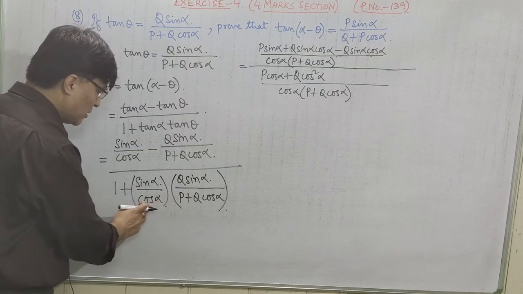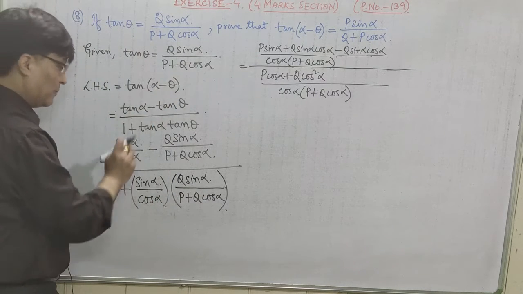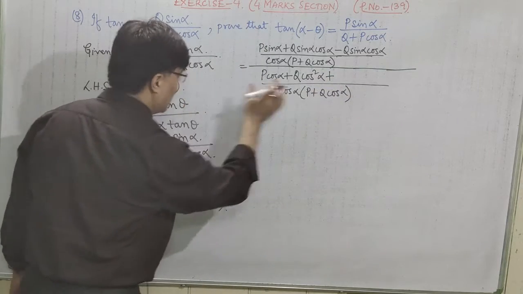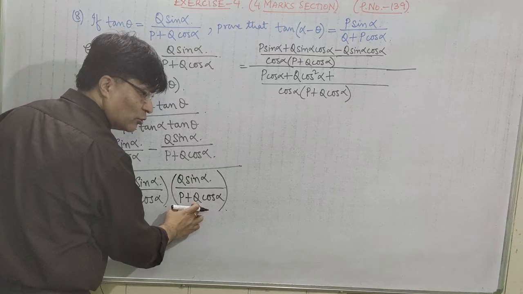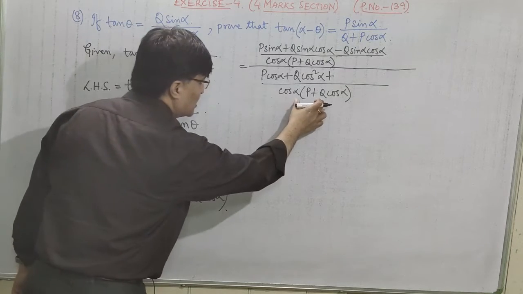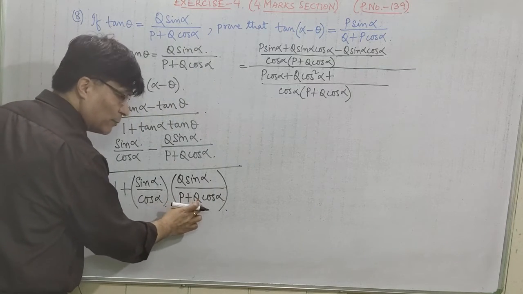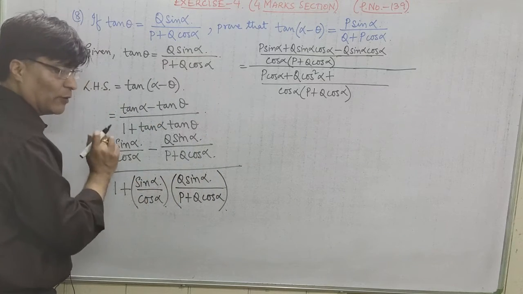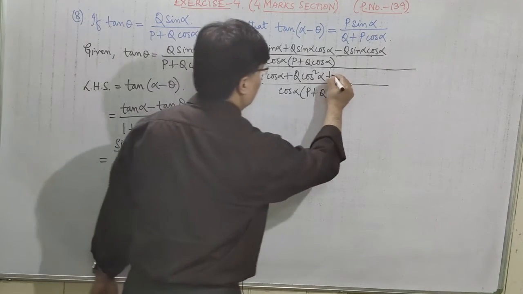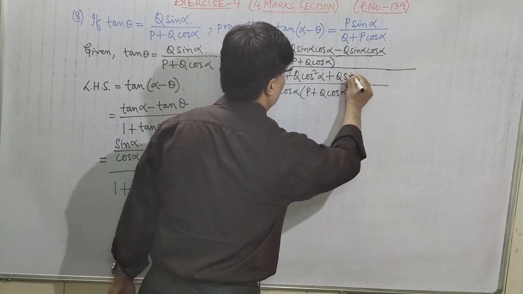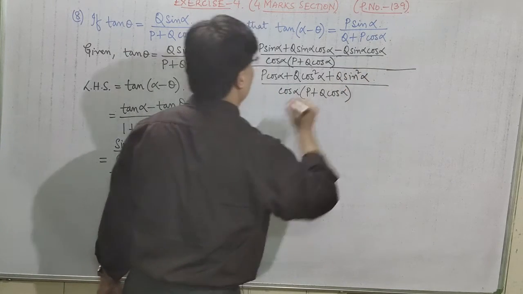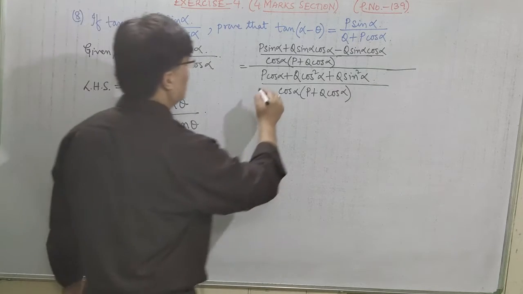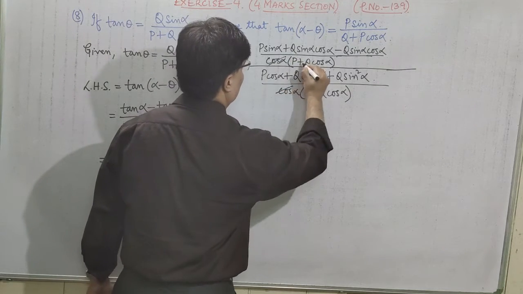That is p cos alpha plus q cos square alpha, plus, again, this LCM is divided by cos alpha into p plus q cos alpha. That is 1. So 1 into q into sin alpha into sin alpha. What is that? It is q sin square alpha. Is that understood?